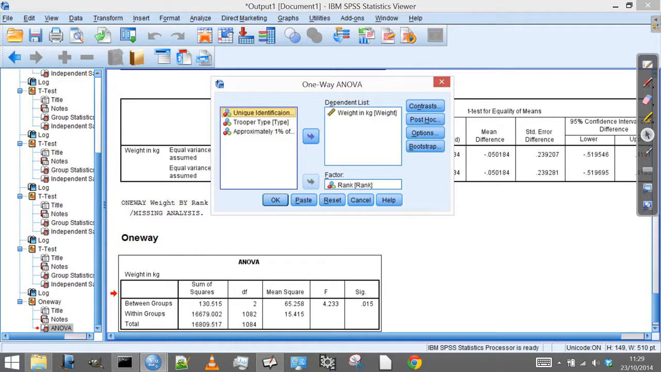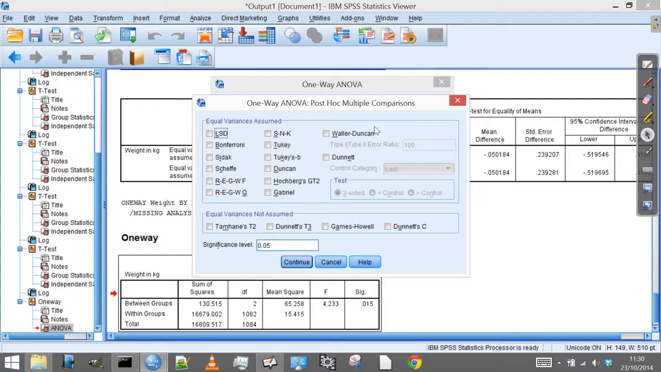The dialog box pops up. Now this should still be populated from previously. So hopefully you've sorted it like this, with weight in the dependent list and rank in the factor list, or as the factor. Now there's this button here that I've highlighted, which says Post Hoc, this one here. If you click on Post Hoc, it gives you a variety of multiple comparison tests that you can do. So it calls these post-hoc multiple comparison tests. And you'll see there's the Bonferroni correction there, and you can click on that if you wish. But there's Tukey here. So that's the one that I'm going to recommend we use.